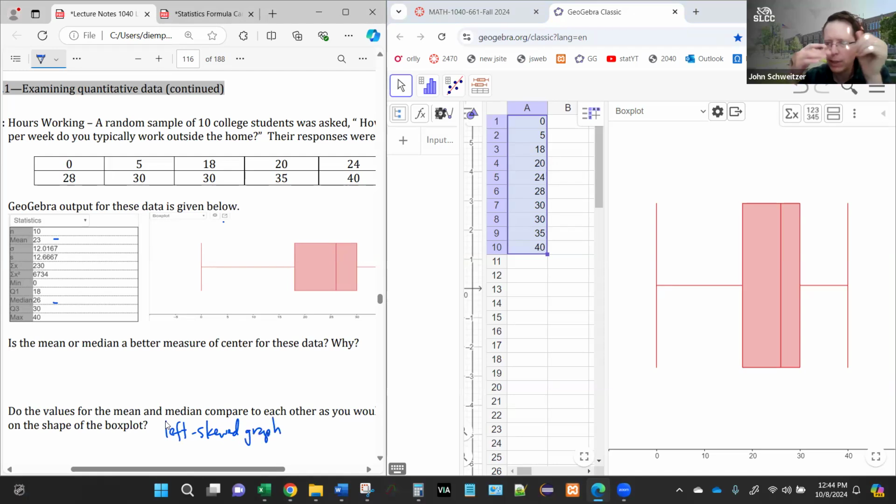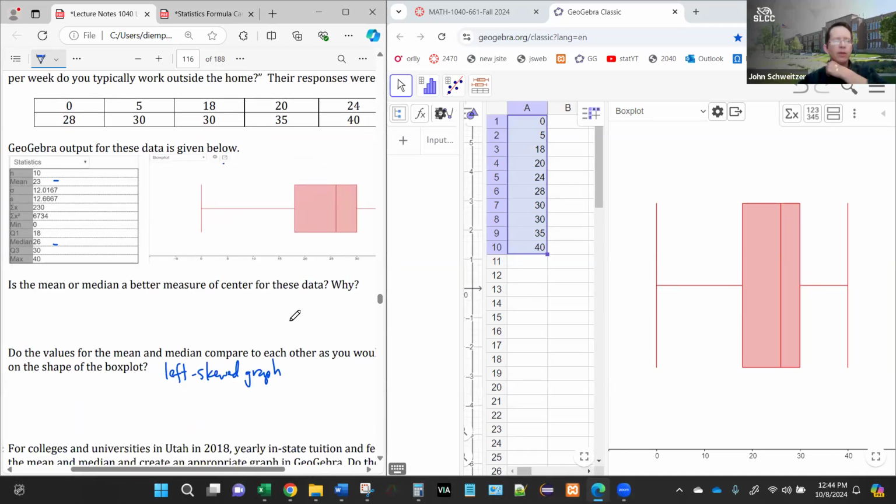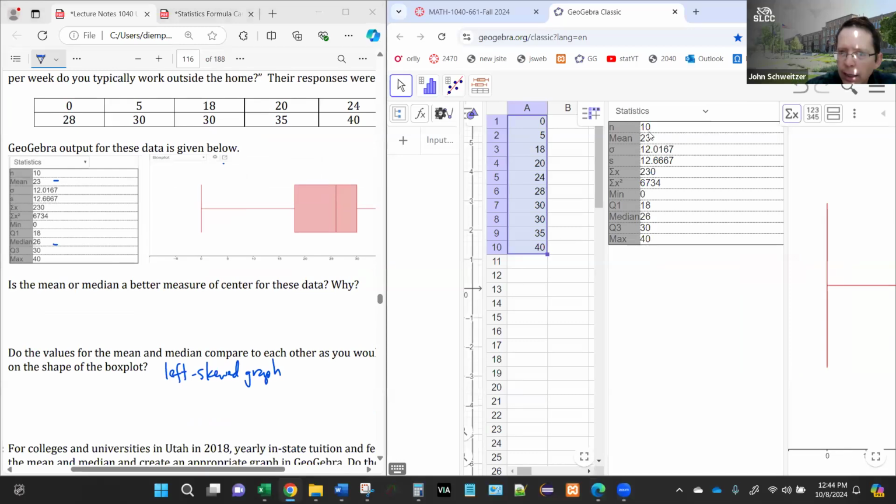Not heavily, but yeah. And then we see Q2, the median, is closer to Q3 than it is to Q1, right? So yeah, it's left skewed, and that's what we're seeing with the mean and the median, right? So we hit the sigma x, and again we see the median is 26, the mean is 23, and that's exactly what we'd expect.